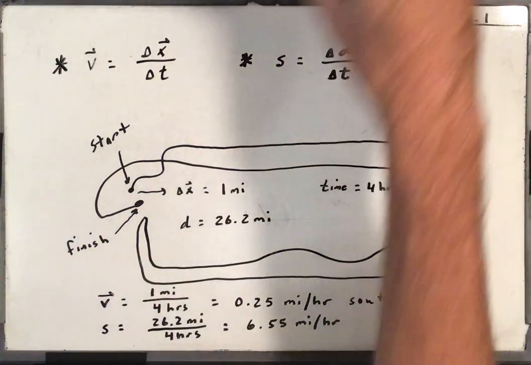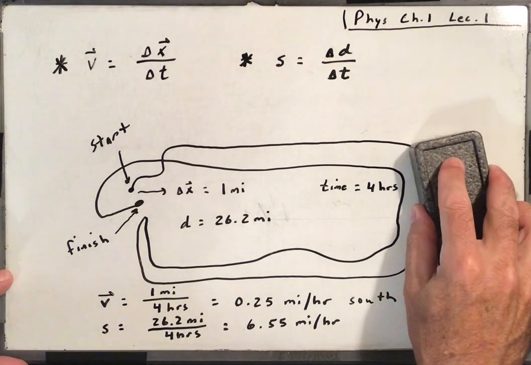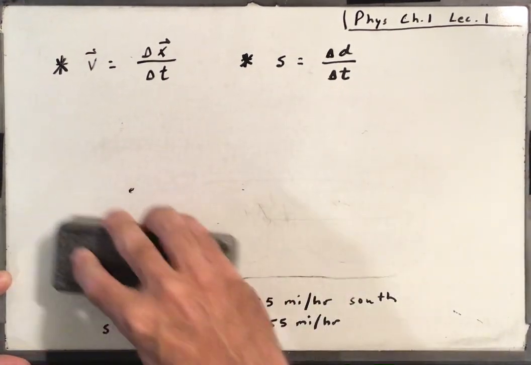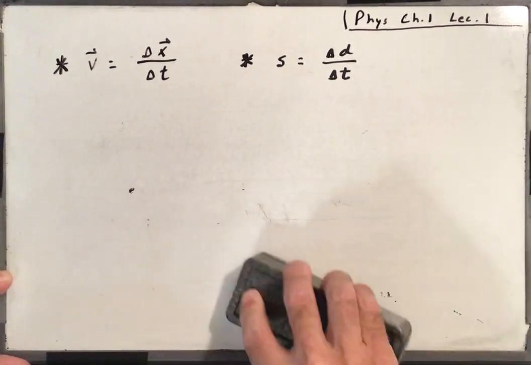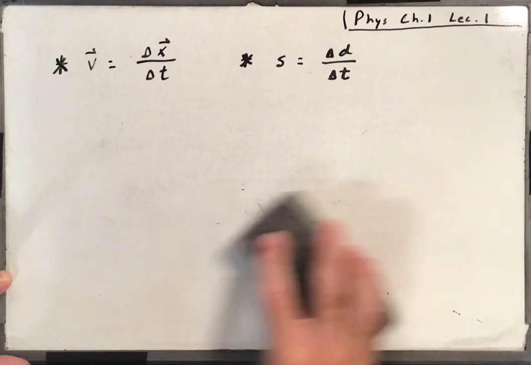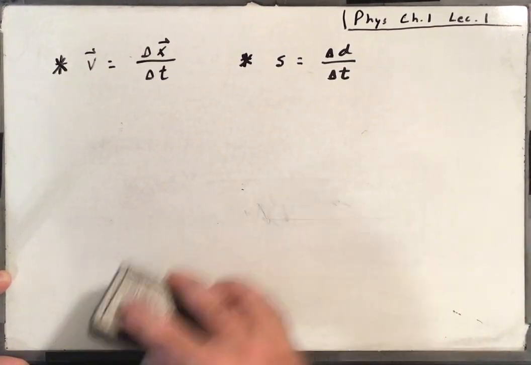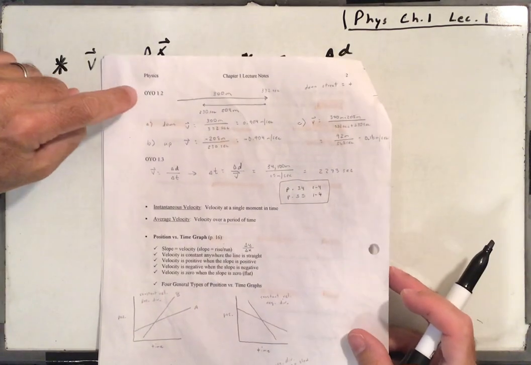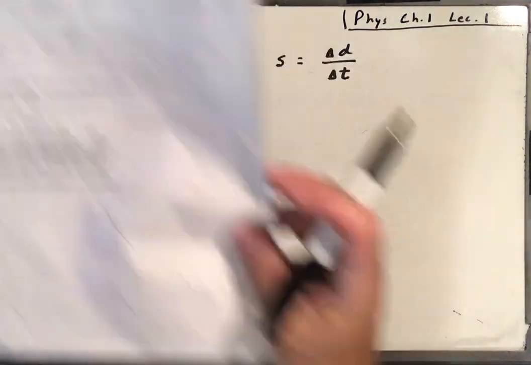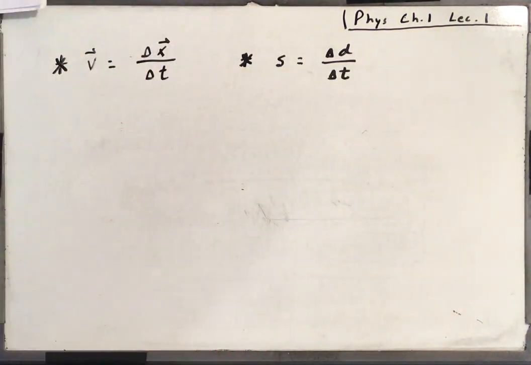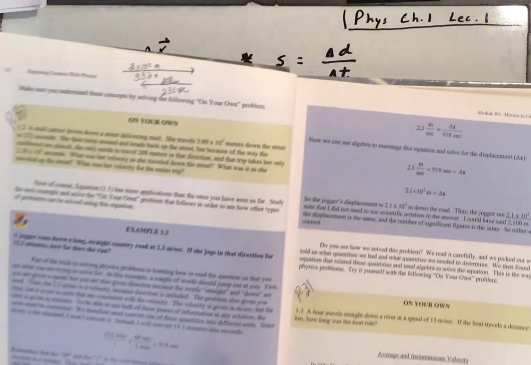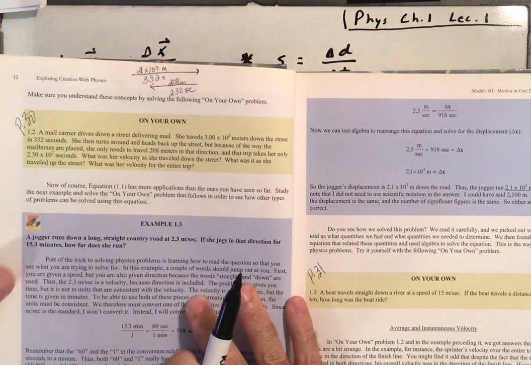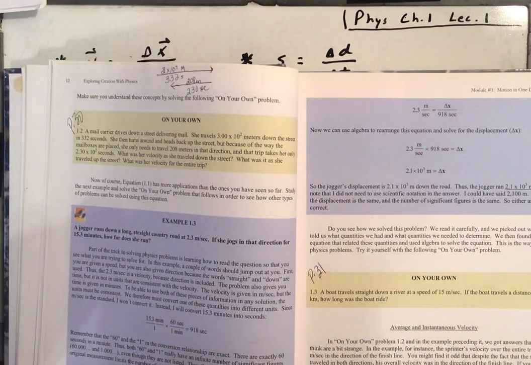So I'm going to leave these two equations up, and we'll get into a couple of math problems that deal with velocity and speed. So on your paper, let's look at On Your Own 1.2. In the book, flip over to page 12. Okay, so we'll read through this.